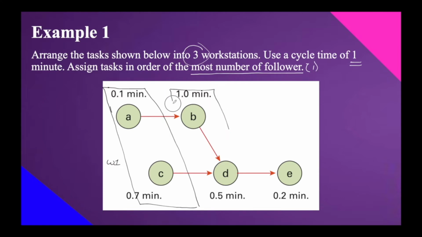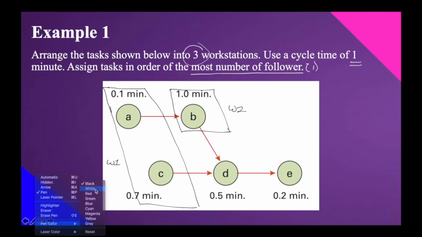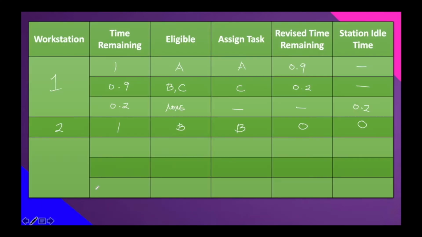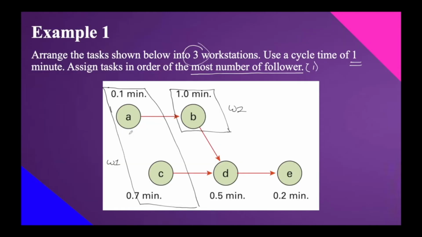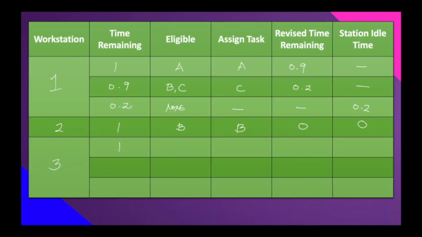Okay? So, this is it. Letter B, this is our workstation 2. So, let's continue our solution for the workstation 3 na tayo, no? So, workstation 3, we have it here. 1 minute left. And our eligible are the task with the most number of followers, which is D. Nakasunod sa kanya si E. Hindi na pwede si E. Wala na siyang kasunod. So, our eligible now is the letter D.